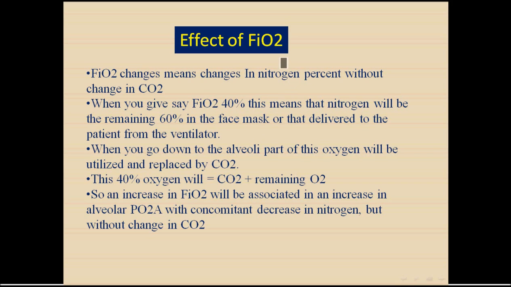What about the effect of FiO2? When you put a patient on a face mask with a given FiO2, this means that you are encroaching on the expense of nitrogen. So if you give a patient a face mask with 40%, this means that nitrogen will be 60% and the oxygen will be 40%. When the oxygen goes down to the alveoli, nitrogen will be the same 60%, and the oxygen will form 40%, but part of it is replaced by carbon dioxide. So the carbon dioxide plus the remaining part will be oxygen. The carbon dioxide will have a part of this 40%. If the carbon dioxide is 10, this means that the oxygen will be 30. If the carbon dioxide is 5, the oxygen will be 35.